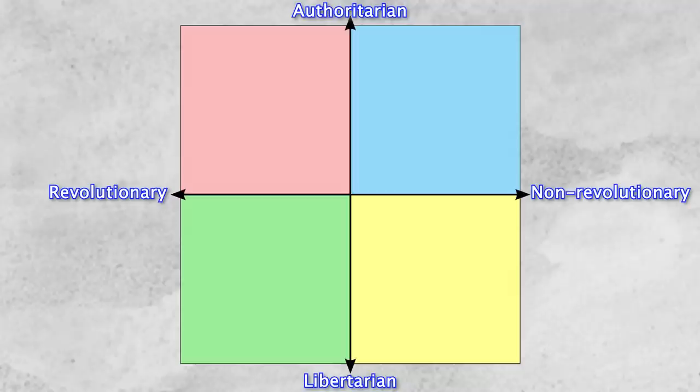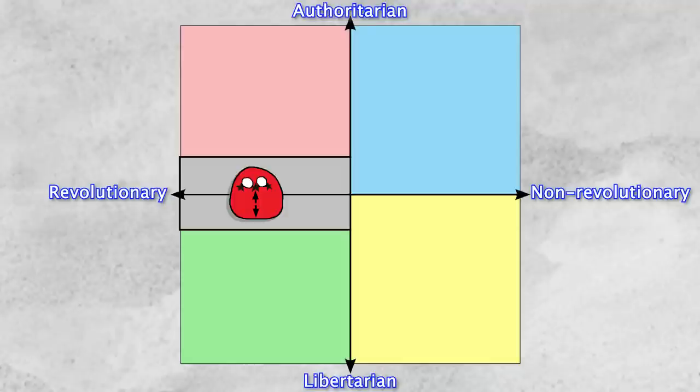Revolutionary Socialists, Borderline Zone. So, let's start by talking about socialists in this borderline zone right here, on the revolutionary side of the compass, on the border between authoritarian and libertarian. Here's the political compass ball we'll use to represent the socialists in this part of the compass.